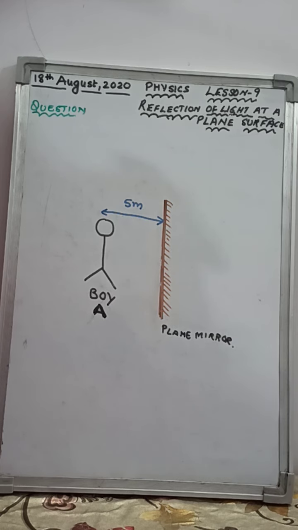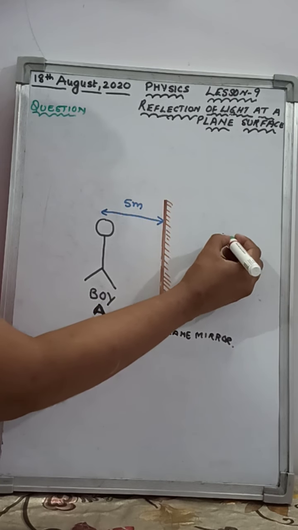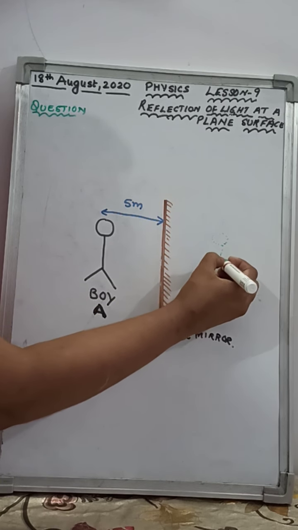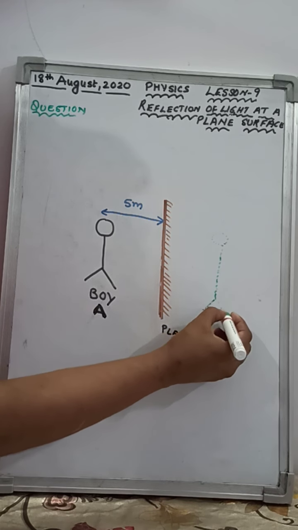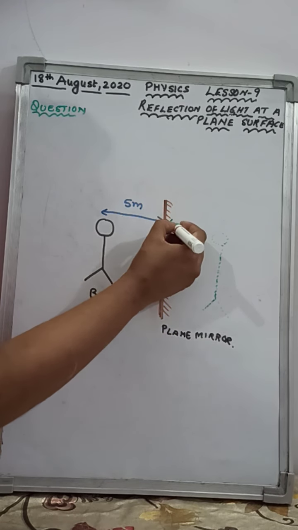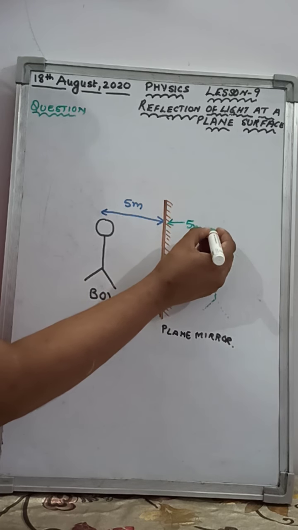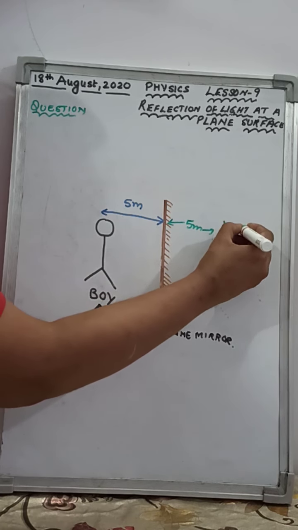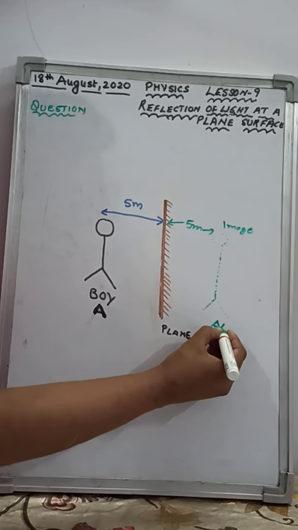Now what will we do? We will draw the image. So this is the image of boy A. And where is the image? What will be the distance of the image from the plane mirror? It will be 5 meter. So this is the image of boy A, A dash.